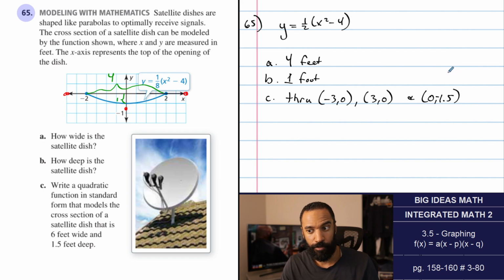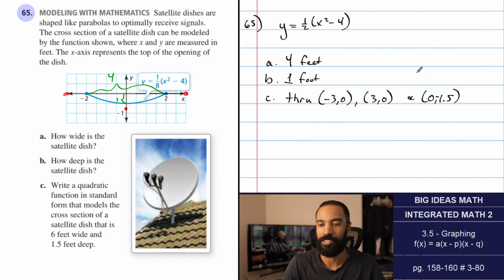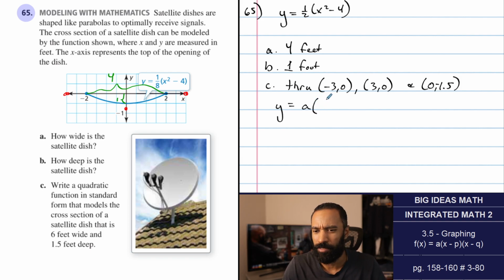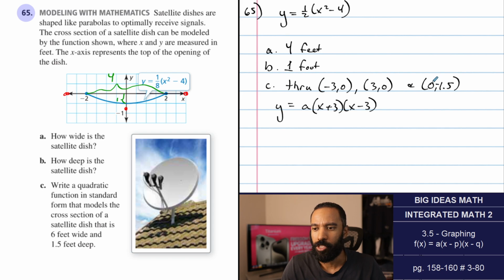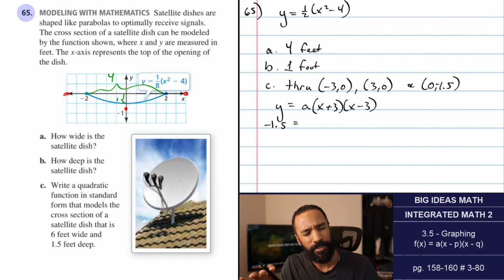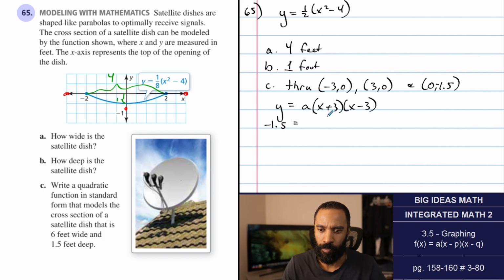Now I can either use factored form or vertex form because this is the vertex. Last time I used vertex form though, this is the factored form section. I'm using factored form this time. So we have y equals some a times (x plus 3) times (x minus 3). Let's plug in 0 for x, -1.5 for y. I think I'm getting a value of 1/6.